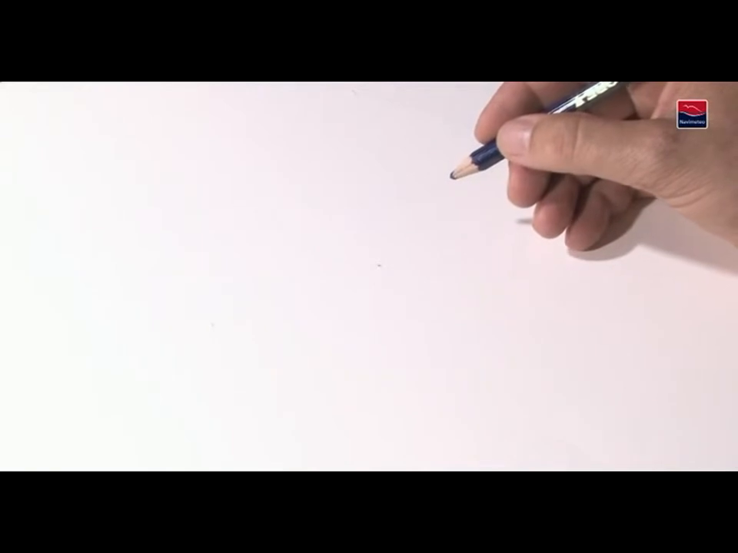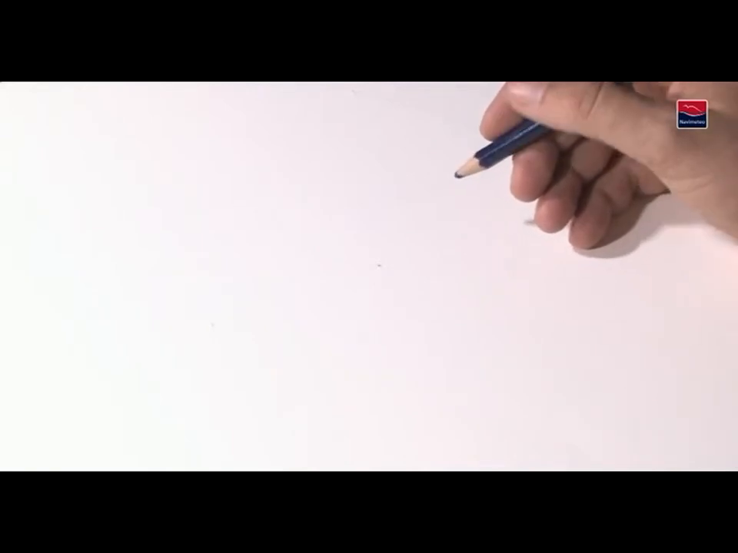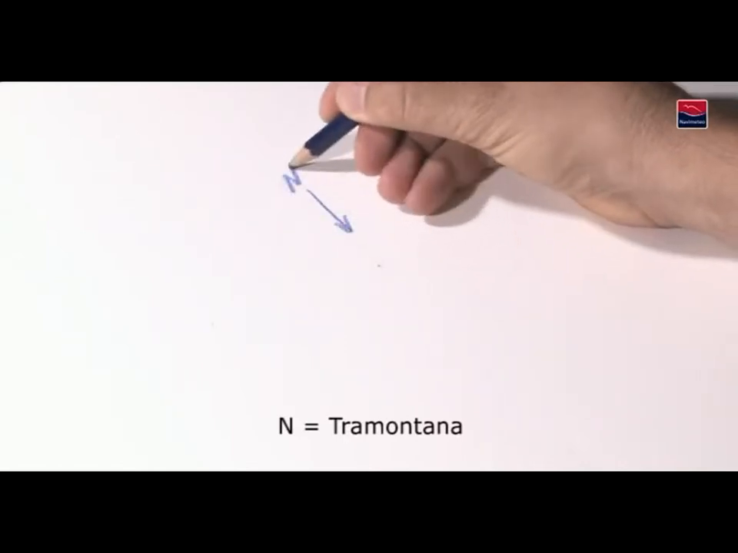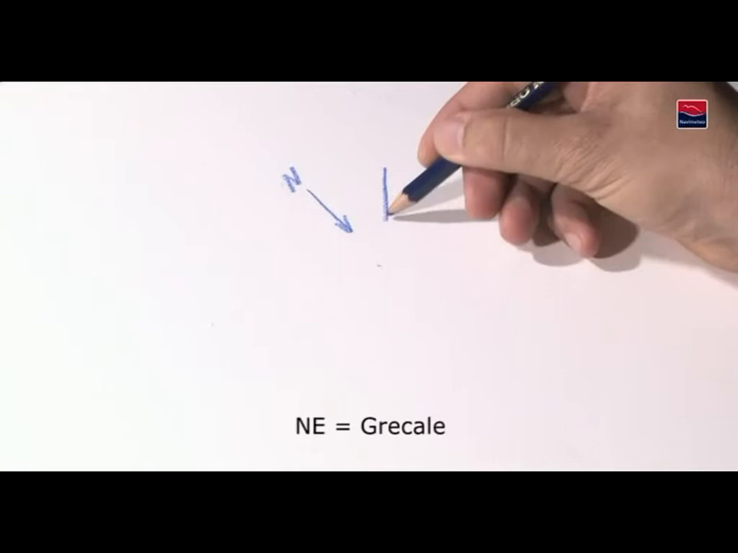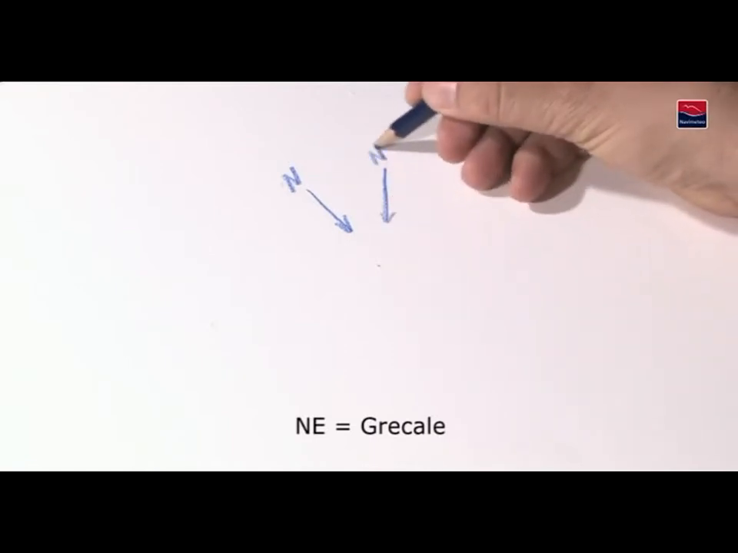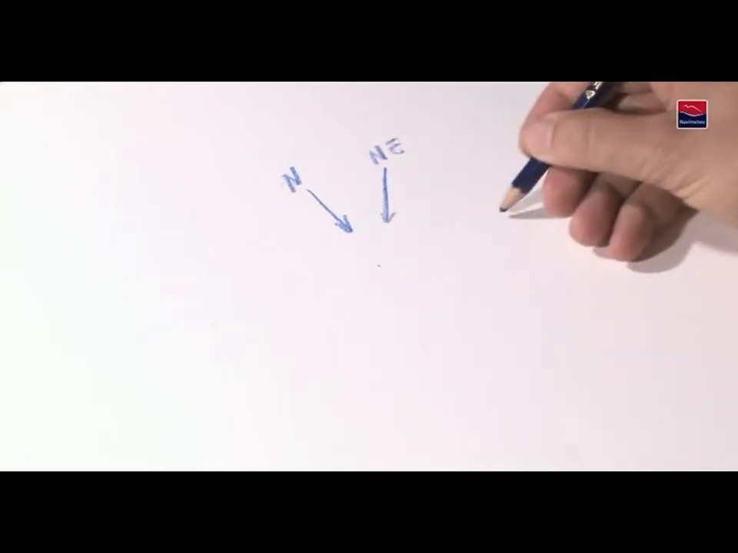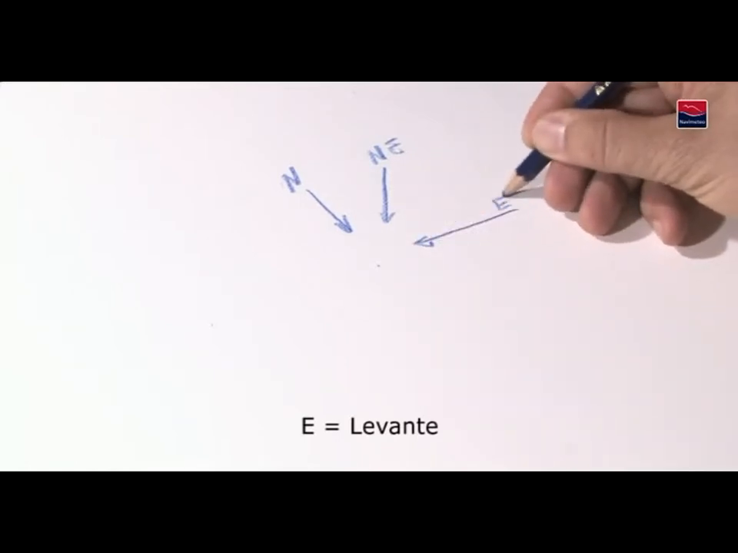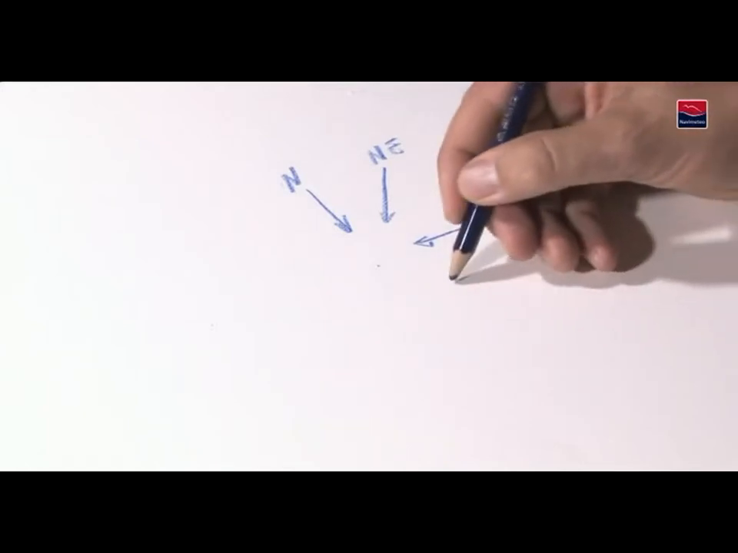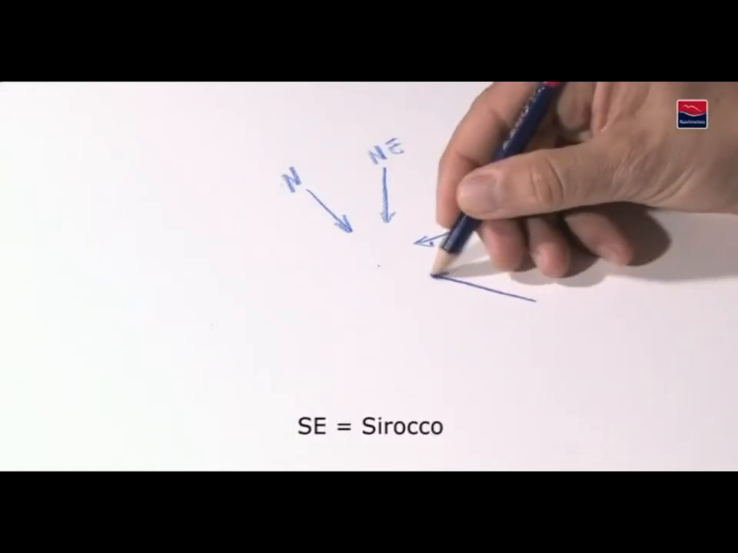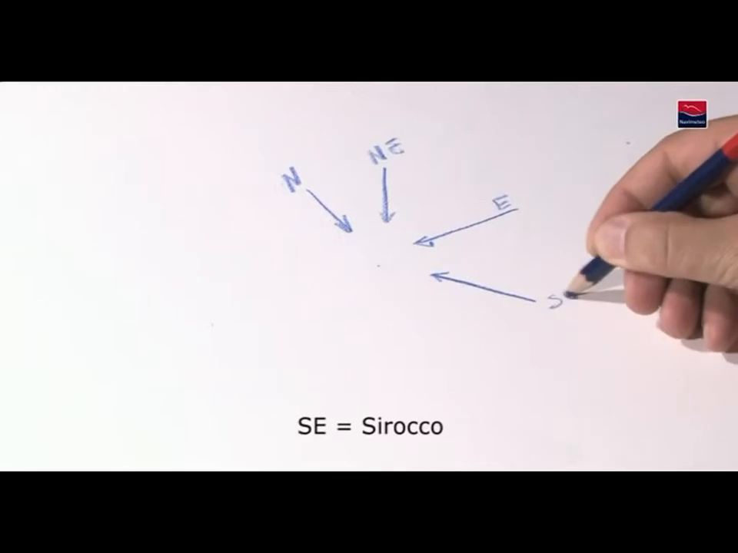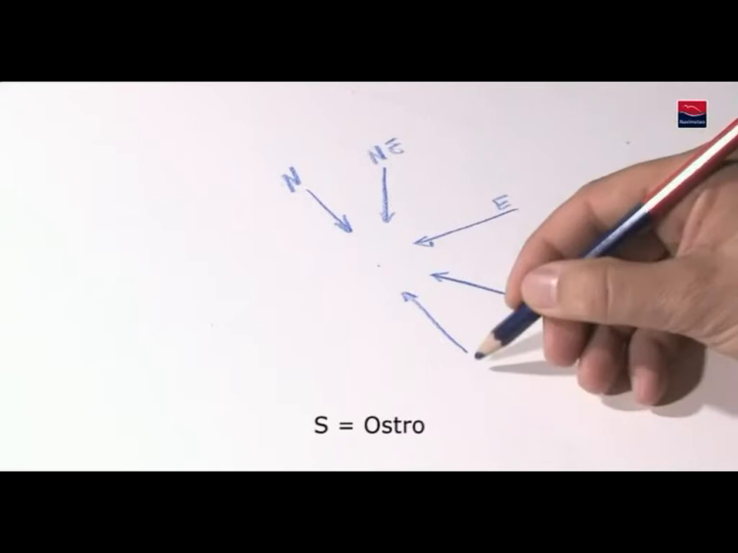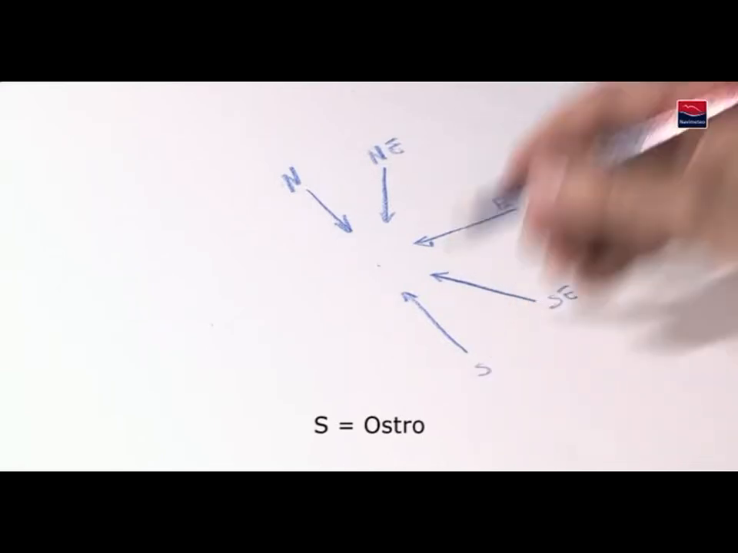Wind names can sometimes be taken for granted, but it's good to refresh our memory. From the north, there comes the tramontana. From the northeast, the grecale. From the east, il Levante, where the sun rises. From the southeast, the sirocco. From the south, the ostro, or southerly wind.